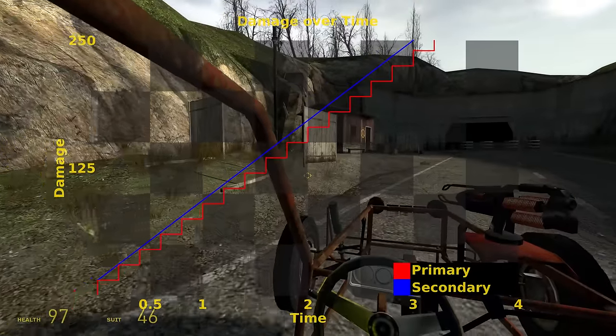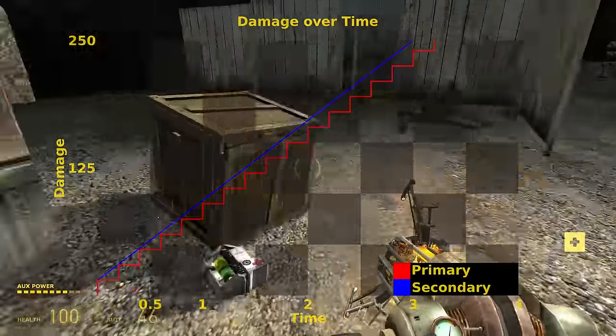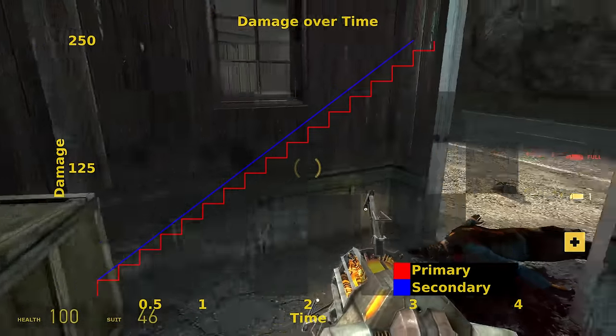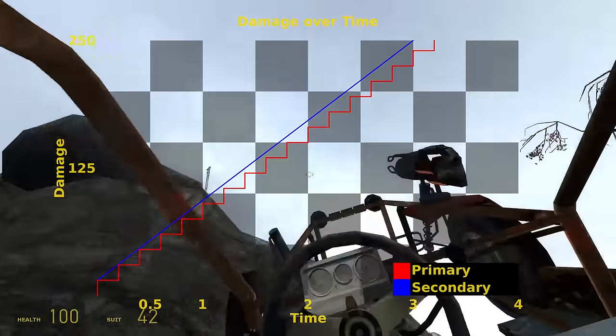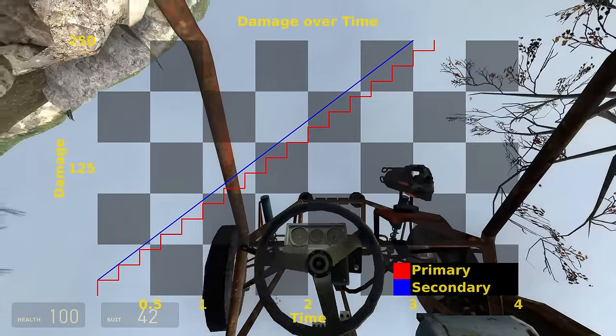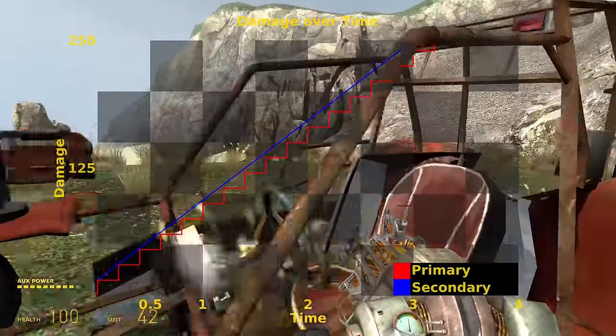Antlions have 30 health, so they take only 2 primary hits to kill. It takes just under 0.2 seconds of charging for a secondary shot to do 30 damage, aka it's the same either way. Combine soldiers have 50 health, so they take 4 primary shots to kill, which is 0.6 seconds, and only need 0.45 seconds of charging to kill.